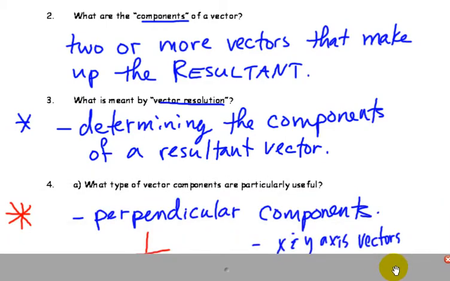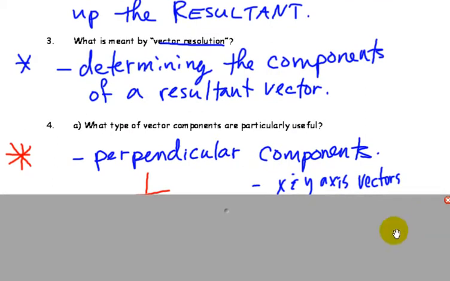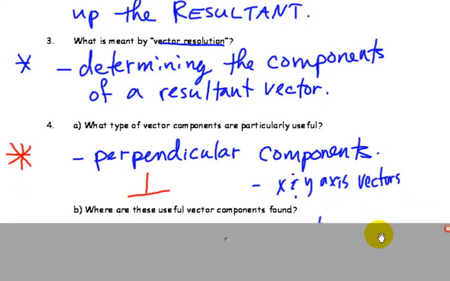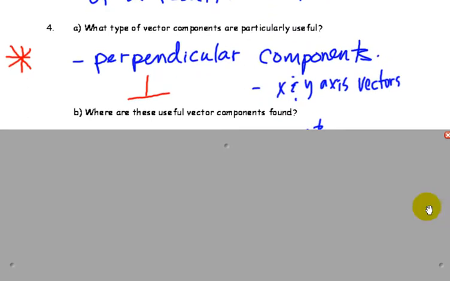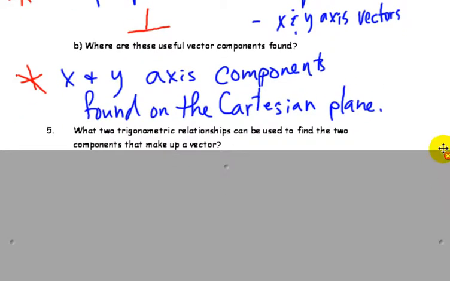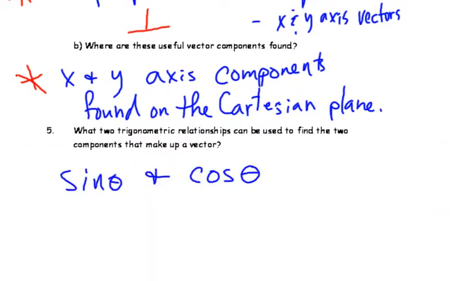The handy thing that we're going to do here is have the two component vectors that make up an overall resultant be perpendicular ones. So if we think of one vector being along the x-axis and the other along the y-axis, those are the two vectors that we'll make up a resultant with. Using the x and y axes on the Cartesian plane will be the most handy, because then we can use some trig functions, in particular sine theta and cos theta, to determine their values.